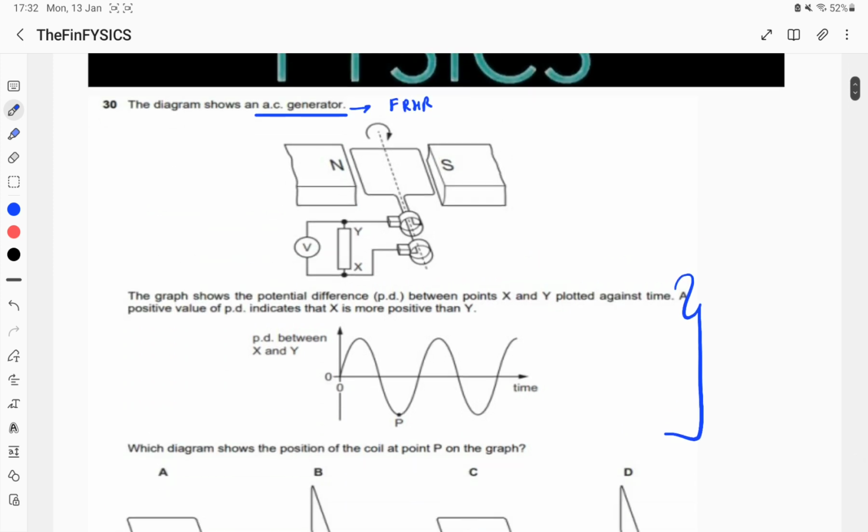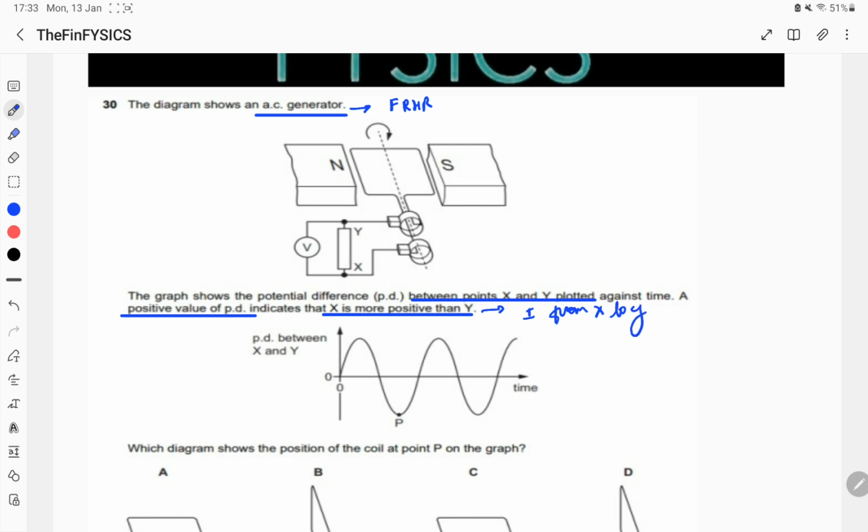Let's see what the question is demanding. They are telling us that the potential difference between X and Y is plotted, and a positive value in PD tells us that X is more positive than Y. What this means is, if X is more positive than Y, your current is flowing from X to Y, because my current flows from a more positive terminal to the less positive terminal. Correct? So my current is flowing from X to Y.